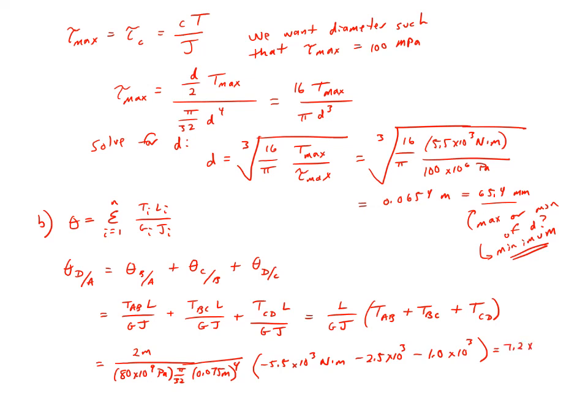And we end up with 7.2 times 10 to the minus 2 radians, which is going to give us just 0.072 radians. All right, and that is how we can find the twist in a shaft that's got changing torques along its length.